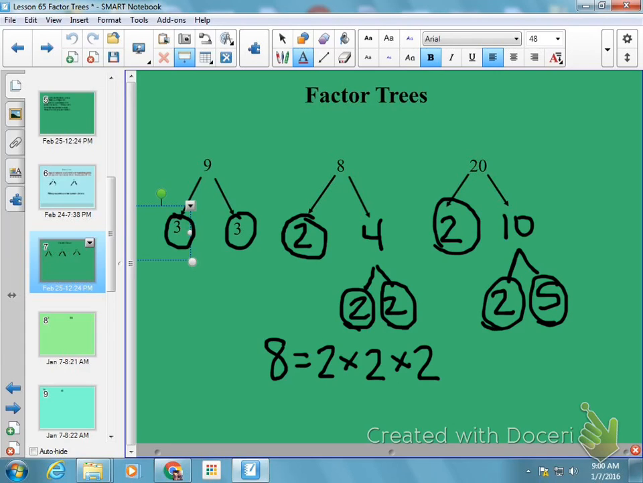And how I write this using prime factorization, I would say 20 equals, and I put them in least to greatest order, 2 times 2 times 5. So make sure you have these trees written down on your paper and have the prime factorization with them. And how would I write 9 using prime factorization? It would be 3 times 3.